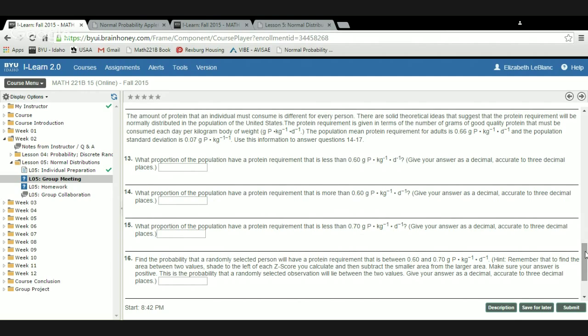It says the population mean protein requirement for an adult is 0.66. I'm assuming that's grams. It's gotta be. And then that would be grams times kilograms to the -1, day to the -1. The population standard deviation is 0.07 grams times the kilograms minus the 1. Oh, that's -2. Use this information to answer 14 to 11.